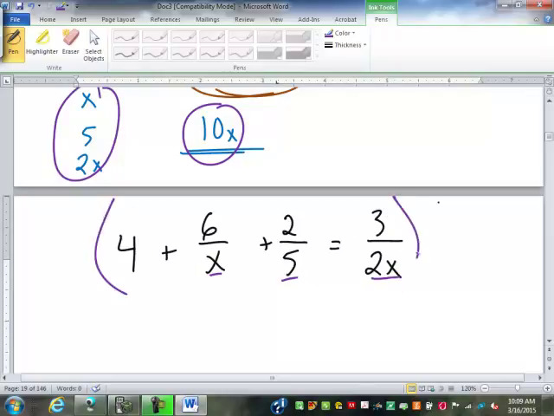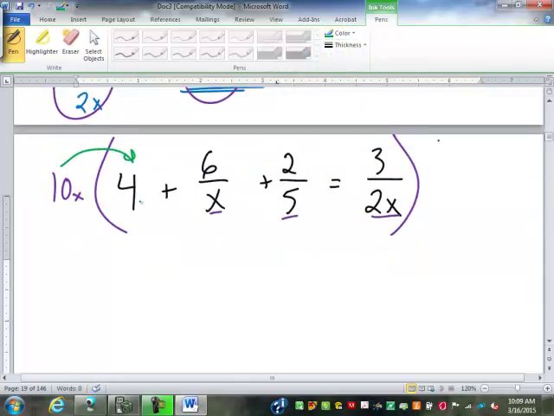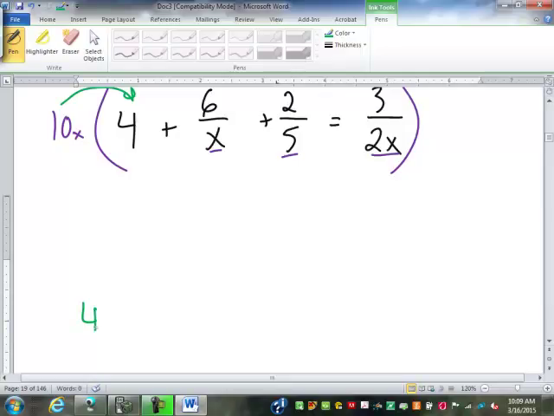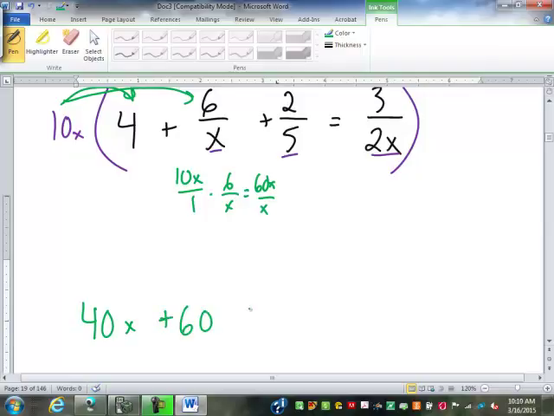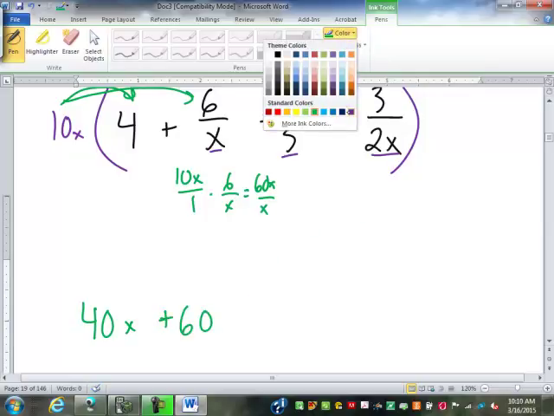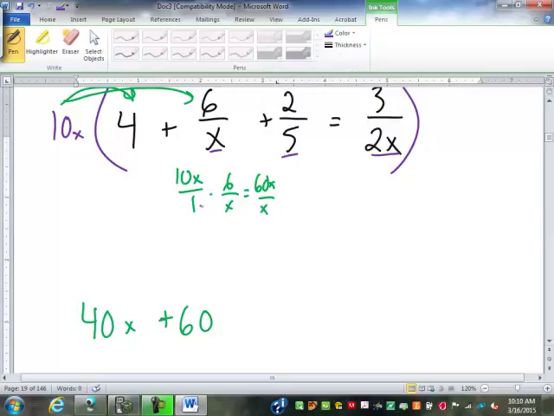So now we're going to multiply this whole thing by 10x. 10x times 4 is 40x. 10x times 6 over x, well, 10x over 1 times 6 over x, that's 60x over x, otherwise known as 60. Could you just cancel out the x's? Yes, you could. So it's just 10 times 6.